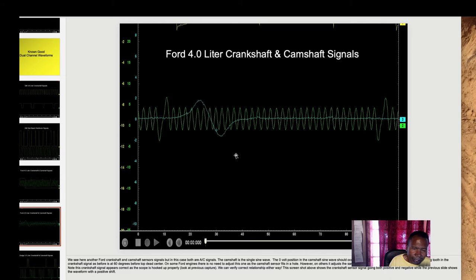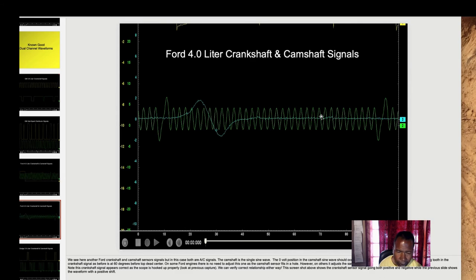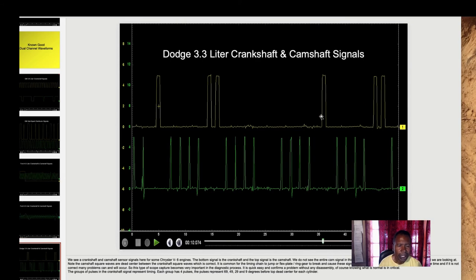And again, we could use the cam sensor and a crank to see the relationship between both parties. Okay, the next one. Here's a Dodge 3.3 liter crankshaft, camshaft signal. The bottom one is the crank, the top one is the cam. By now you should understand that the one with the fewer signals is the cam, the one with more signals the crank. That's usually the rule of thumb.